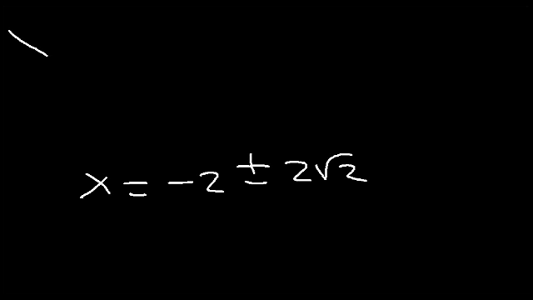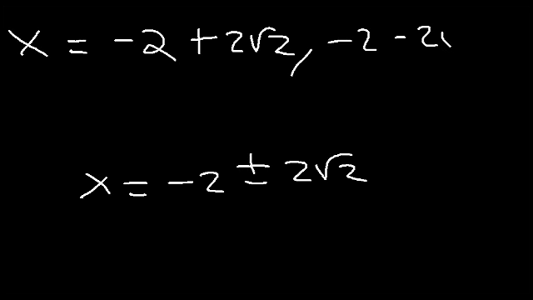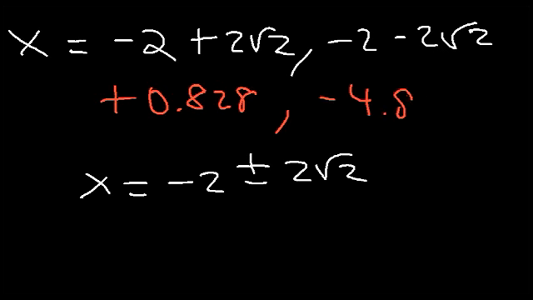So we have two answers. Negative 2 plus 2 root 2 and negative 2 minus 2 root 2. So let's go ahead and get the decimal value for those answers. Negative 2 plus 2 root 2, that's about positive 0.828. Negative 2 minus 2 root 2, that is equal to negative 4.828.